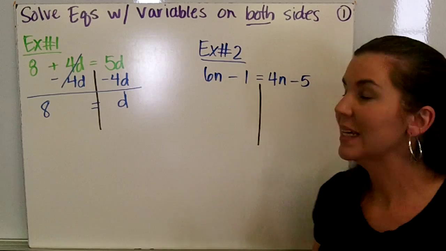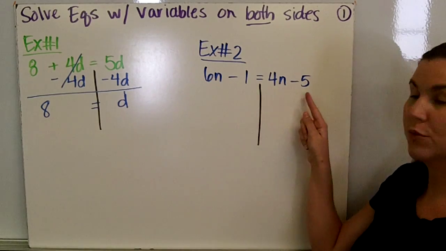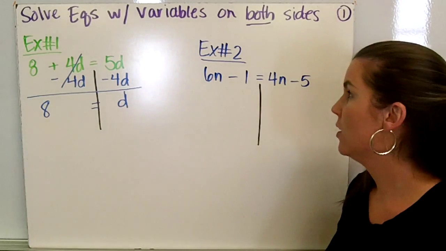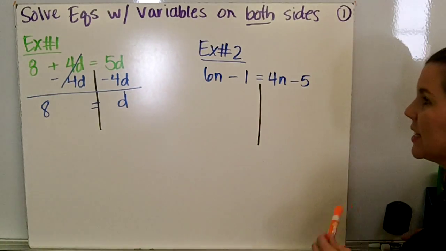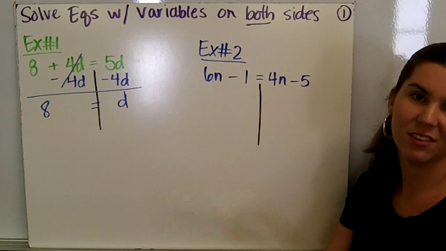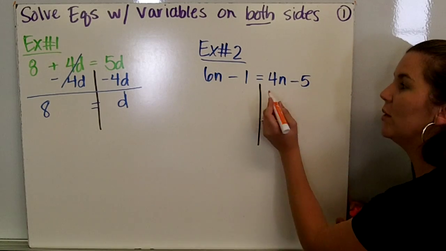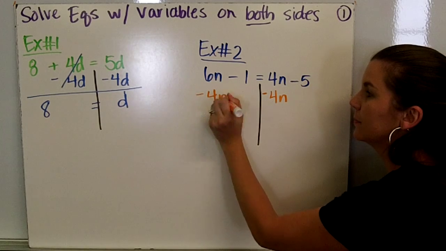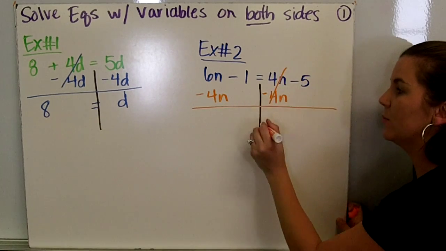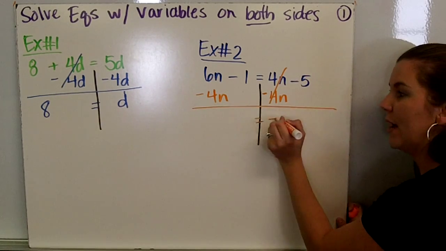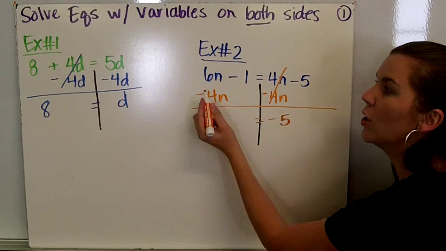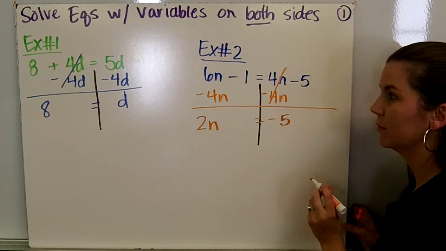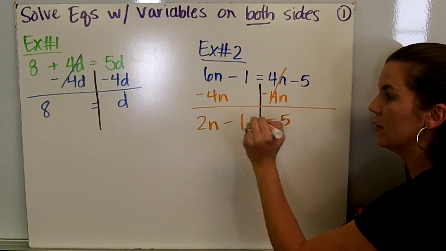Example number 2. 6n minus 1 equals 4n minus 5. I need all of my n's on one side of the equation. This time, I'm going to move my variables to the left side of the equation. I'm going to subtract 4n from both sides. These will cancel. This is a negative 5, it comes down. 6n minus 4n is 2n. This minus 1 will also come down.